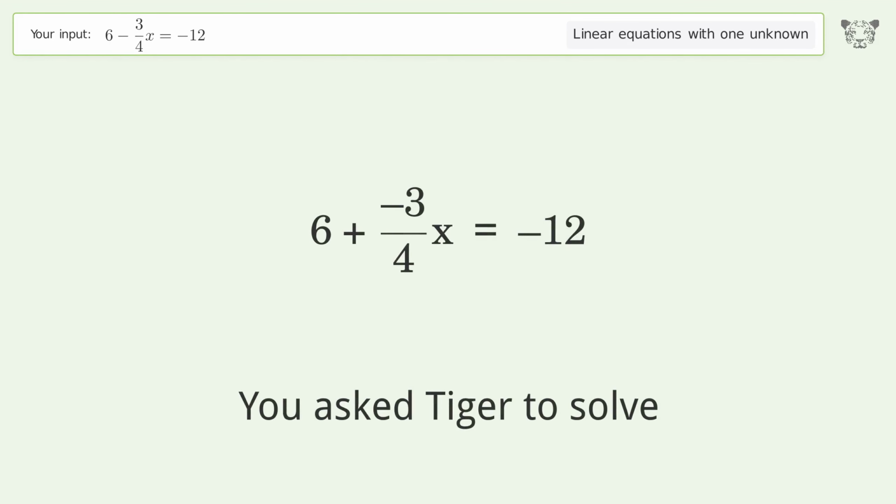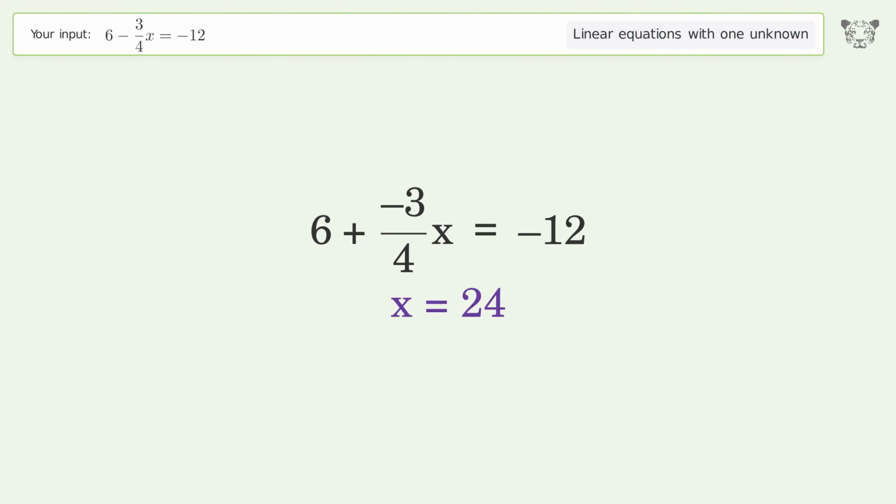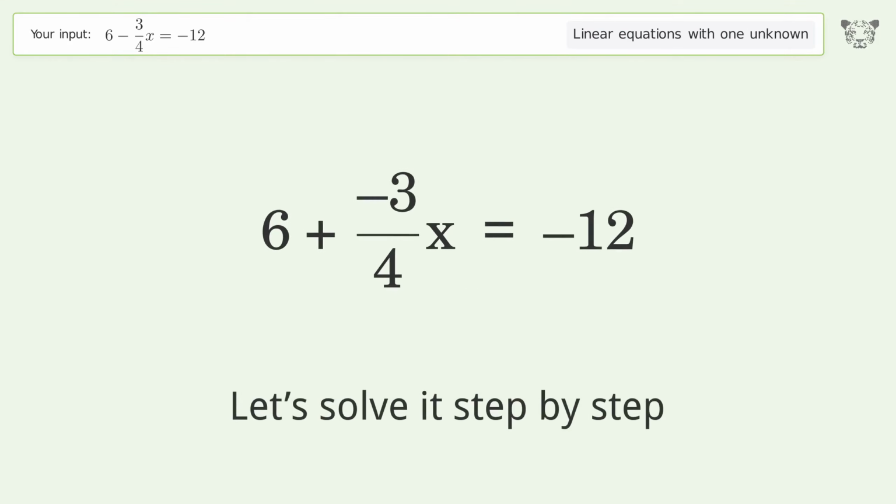You ask Tiger to solve. This deals with linear equations with one unknown. The final result is x equals 24. Let's solve it step by step.